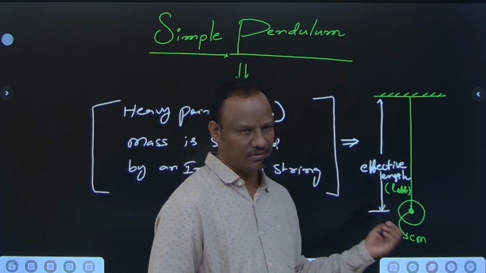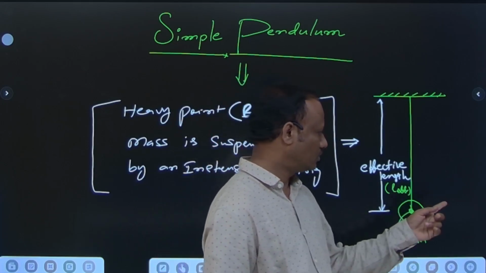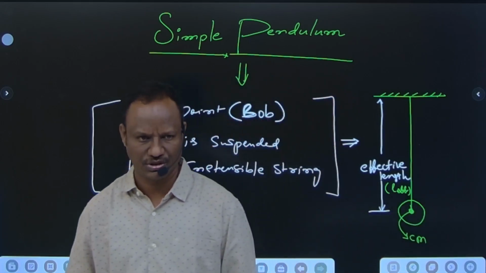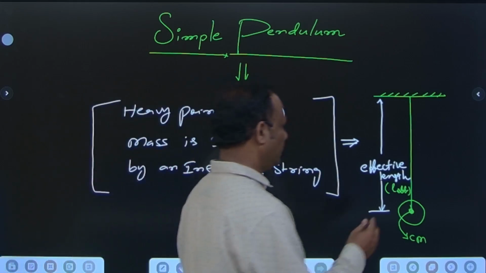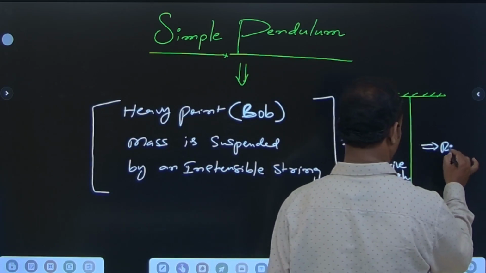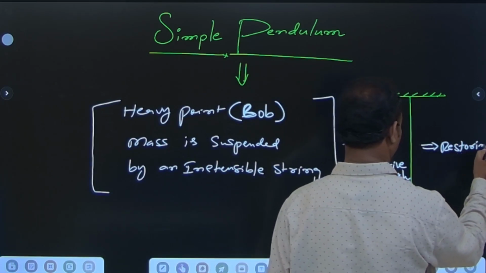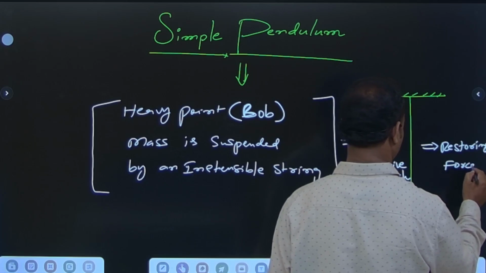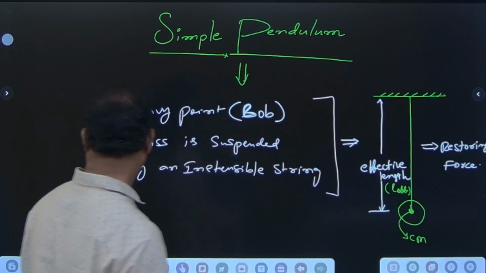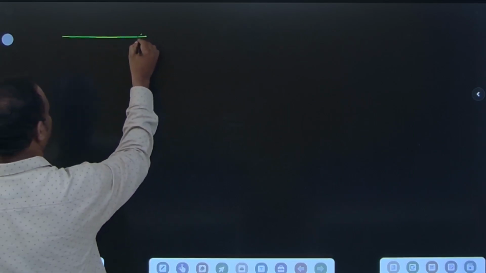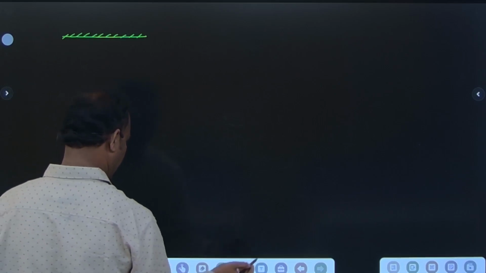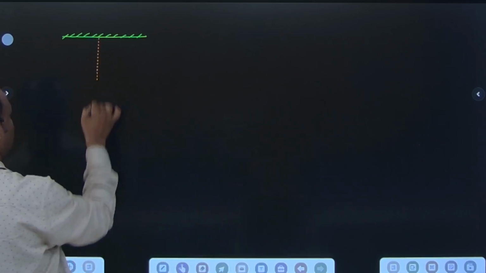So who is bringing the bob back to its original position? It's the restoring force. Okay, so from this fixed support, and from the vertical, I'm taking this as the vertical here.